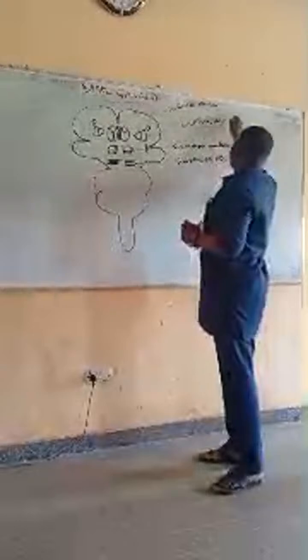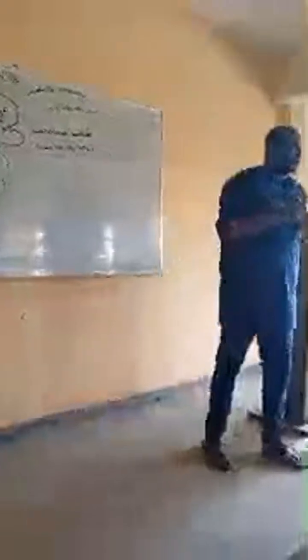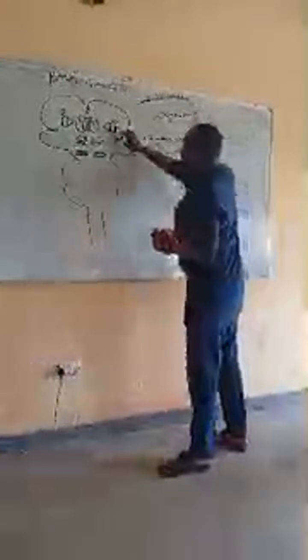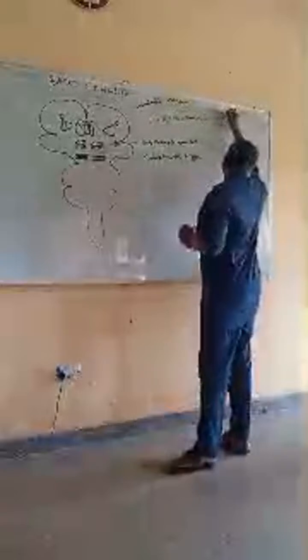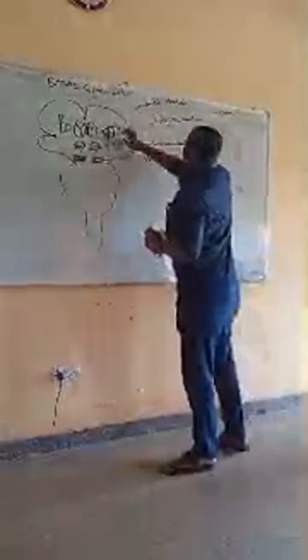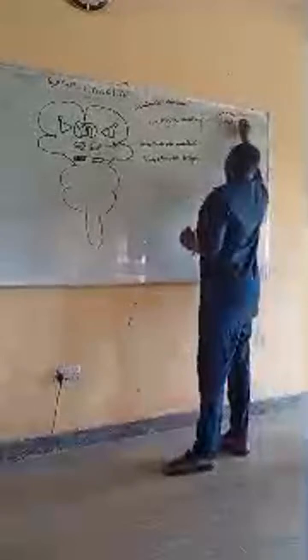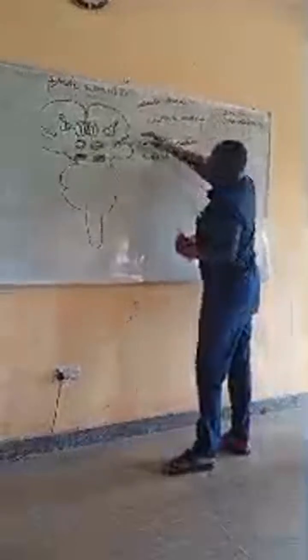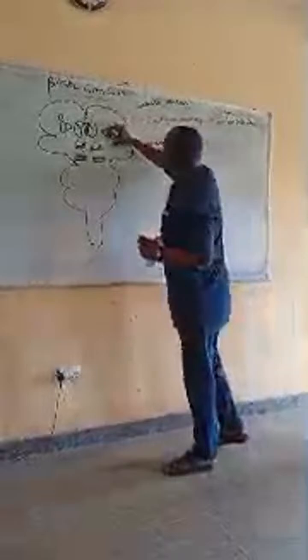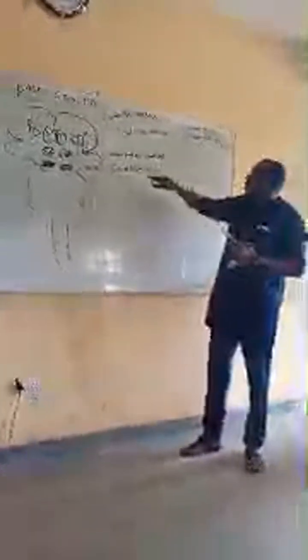Lentiform nucleus. Now, the lentiform nucleus consists of two structures, right? This one is called putamen. Then this one is called what? Globus pallidus. Globus pallidus and putamen give rise to what? The lentiform nucleus. Then we have the caudate nucleus, the subthalamic nucleus, the substantia nigra.